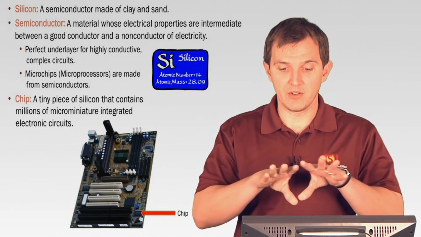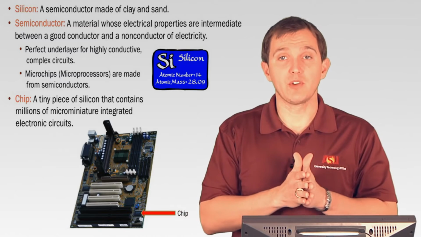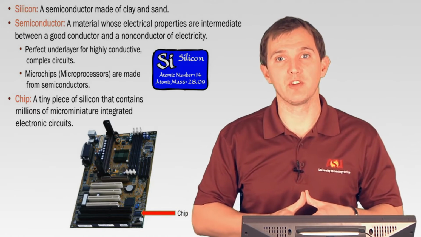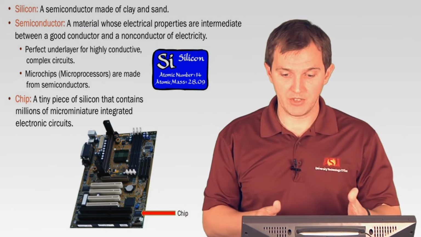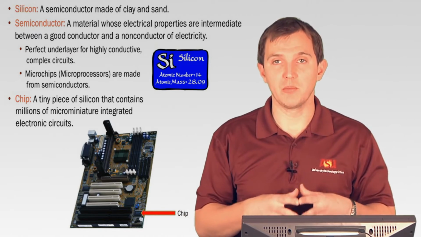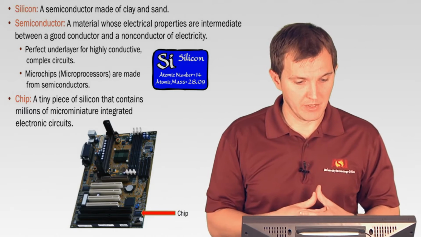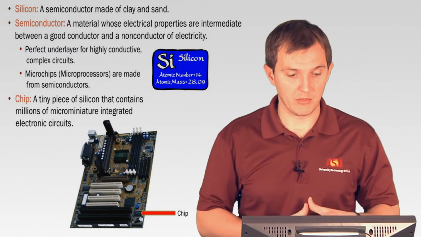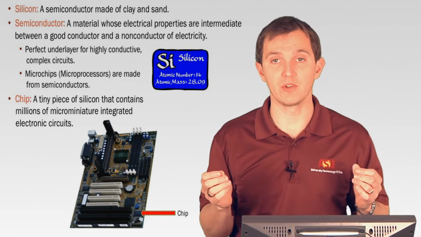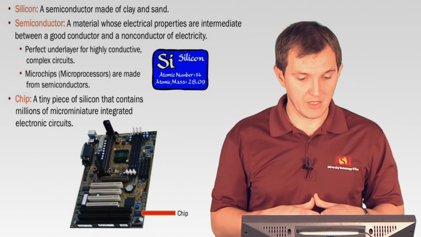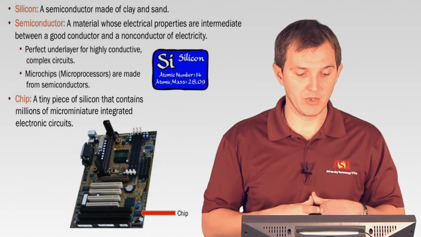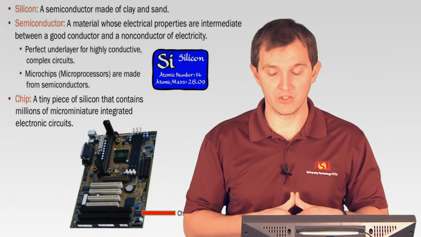And so a semi-conducting silicon backdrop is the perfect thing to place all of these electronic components on. So that's why semiconductor is such a prevalent term. It's because computer parts are built on top of them. It is a perfect underlayer for highly conductive complex circuits, and microchips are made from semiconductors, partially good conductors of electricity. And then a chip is a tiny piece of silicon that contains millions of micro-miniature integrated electronic circuits.